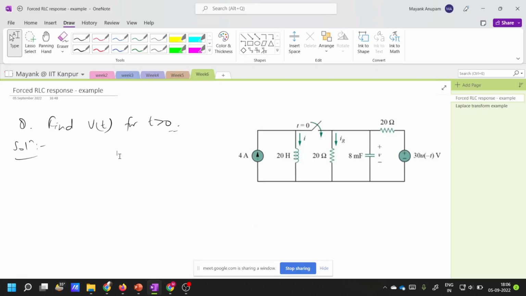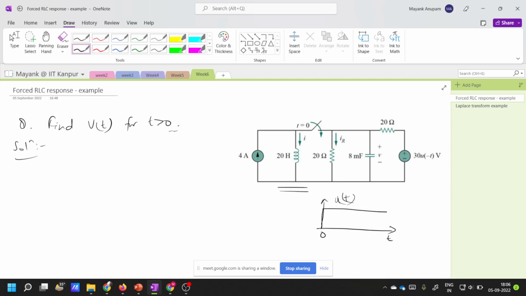Okay, fine. So I will solve this and you tell me whether I am doing right or not. So you can see that this here is a second order circuit. Also, you see at t equal to 0, this switch is suddenly closed. Before that, the switch was not closed. You see, this is 30 u of minus t. What is u of t? Unit step. U of t is like this, isn't it?